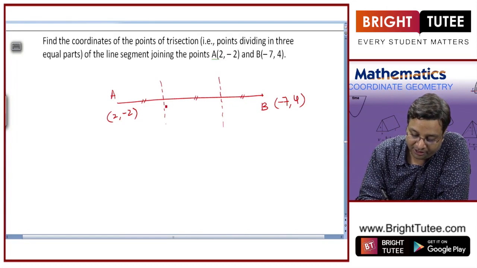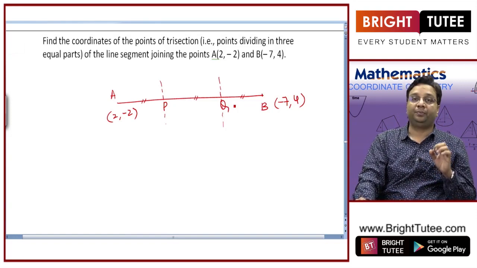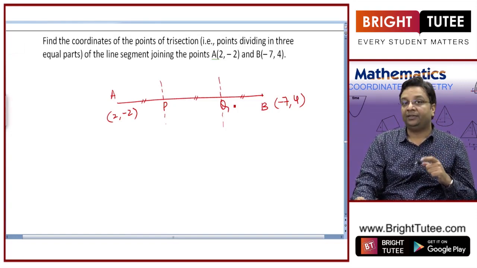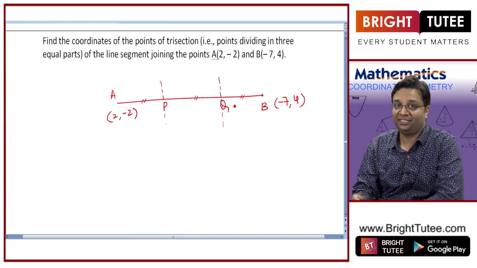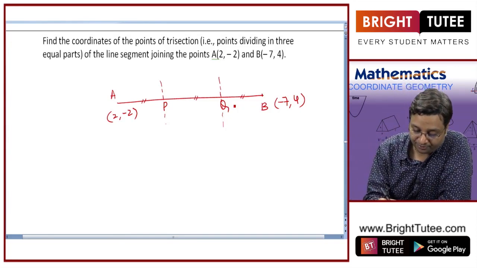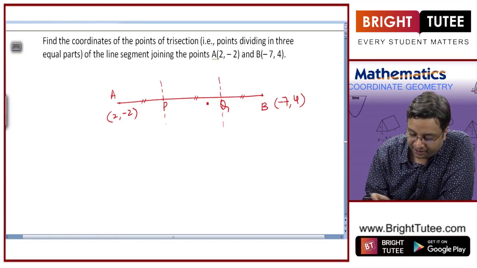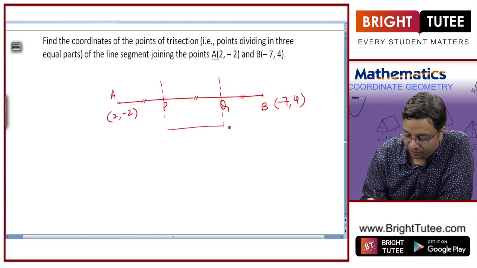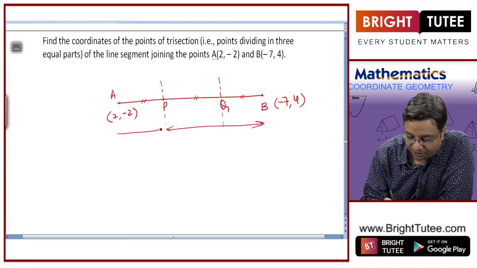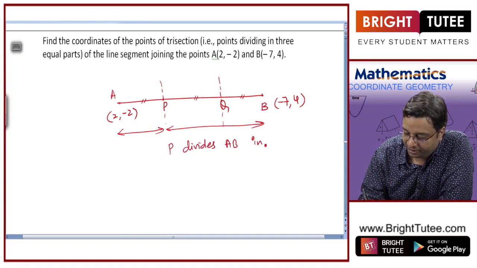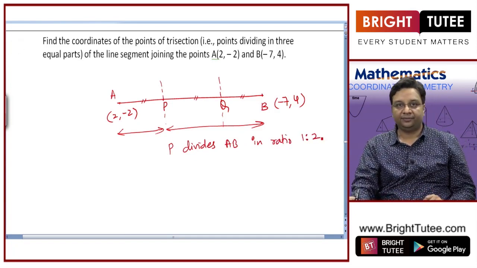Let us assume these points as P and Q. So we are here to find the coordinates of P and Q. Now students, tell me what is the ratio that this point P is dividing this line segment AB into. See, this part is equivalent to 1, and then this part is equivalent to 2. This part is double of this part, right? So I can say P divides AB in ratio 1 is to 2, right?